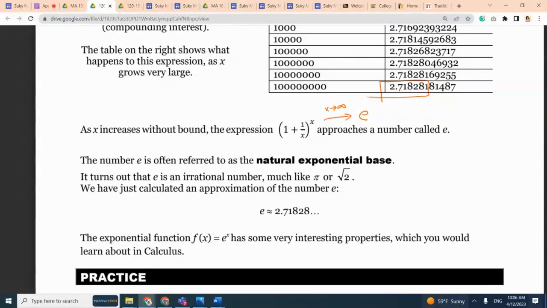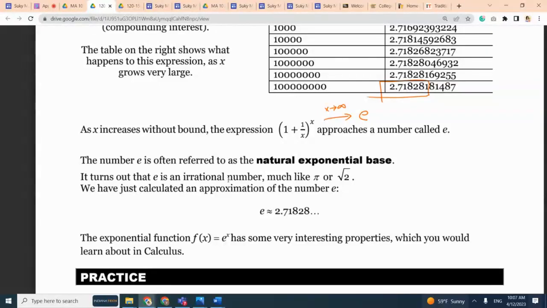So this number e is often referred to as the natural exponential base, the base e. It turns out that e is an irrational number, such as pi and the square root of 2. They are irrational numbers. Do you know the difference between irrational numbers and rational numbers?